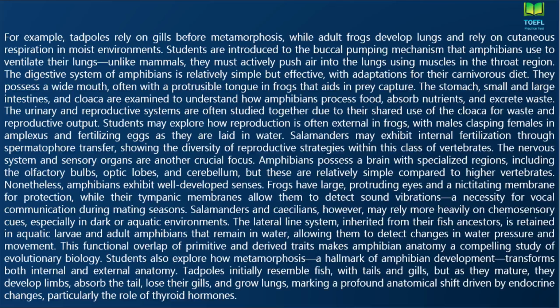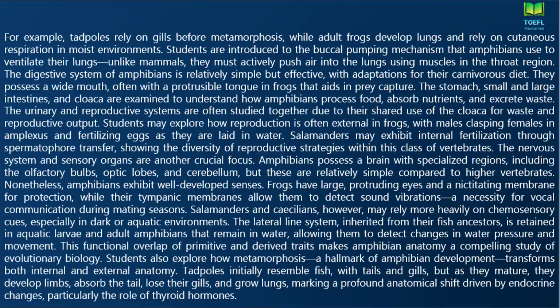Salamanders and Sicilians, however, may rely more heavily on chemosensory cues, especially in dark or aquatic environments. The lateral line system, inherited from their fish ancestors, is retained in aquatic larvae and adult amphibians that remain in water, allowing them to detect changes in water pressure and movement. This functional overlap of primitive and derived traits makes amphibian anatomy a compelling study of evolutionary biology.